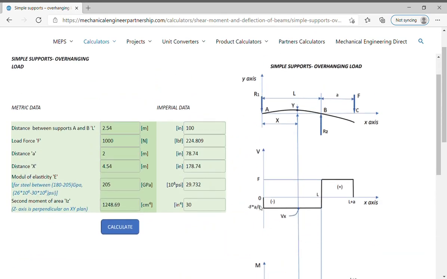Initial data in the International System of Units on the left side have equivalent data in the Imperial System of Units on the right, but the two blocks work independently. Let's have an example in metric: 3 meters for the length between supports A and B, 2000 newtons for F force, a distance of 2 meters, and then 5 meters for x distance, at C point of application of the force, modulus of elasticity 205 gigapascals.